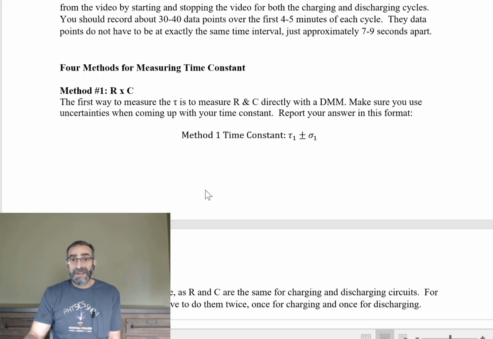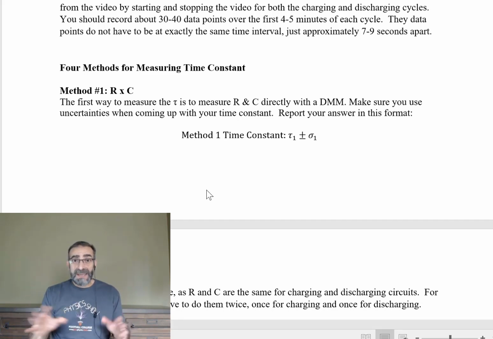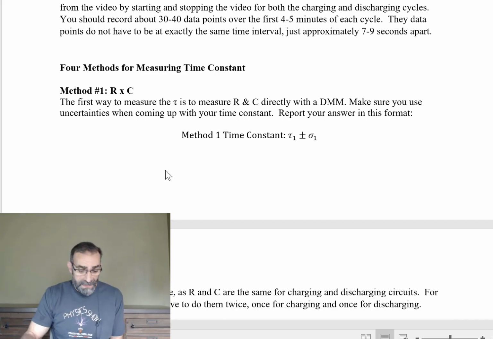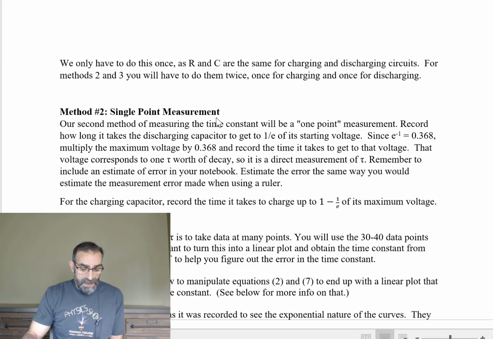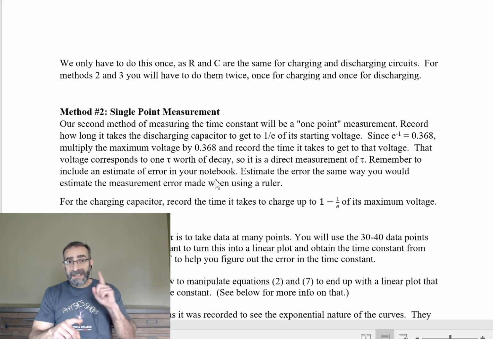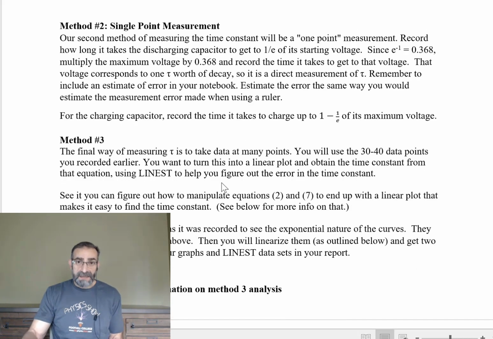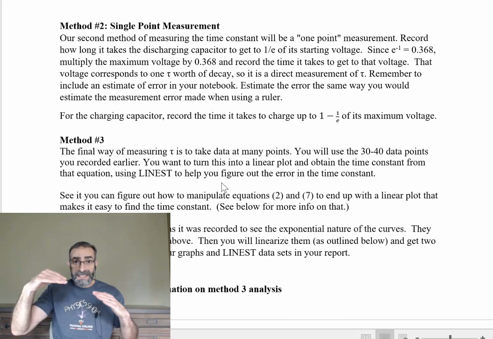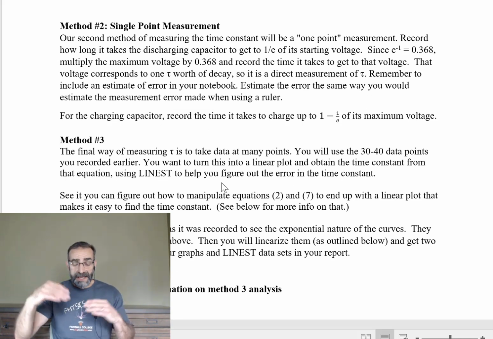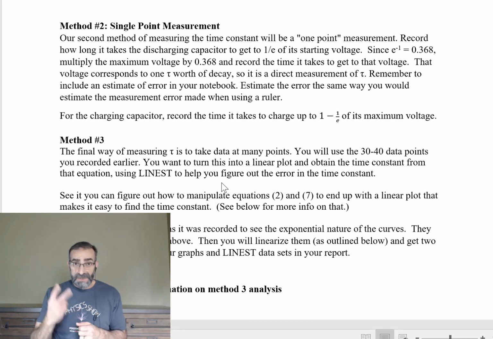So we've got method 1 here. You only have to do that one time because R and C stay the same for charging and discharging. So you do method 1 one time. Method 2, the single point measurement. You're going to do that once for the charging circuit and another time for the discharging circuit. So you're going to have 2 taus there, one charging, one discharging. And then method 3, the multi-point measurement where you linearize it and get the slope is 1 over the time constant. You're going to do that for 2 methods.